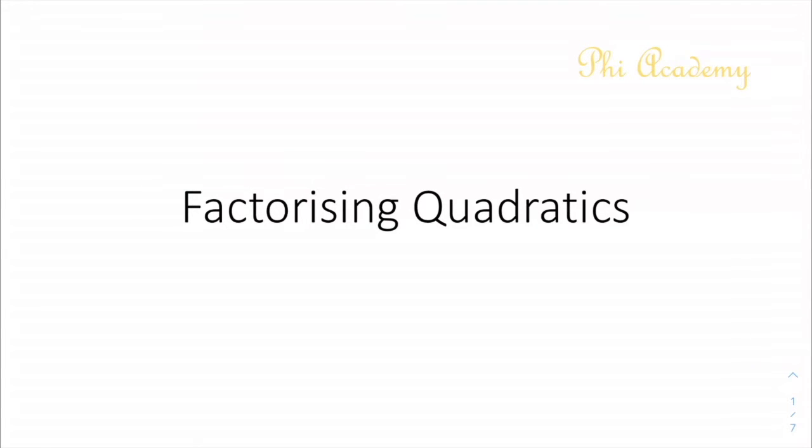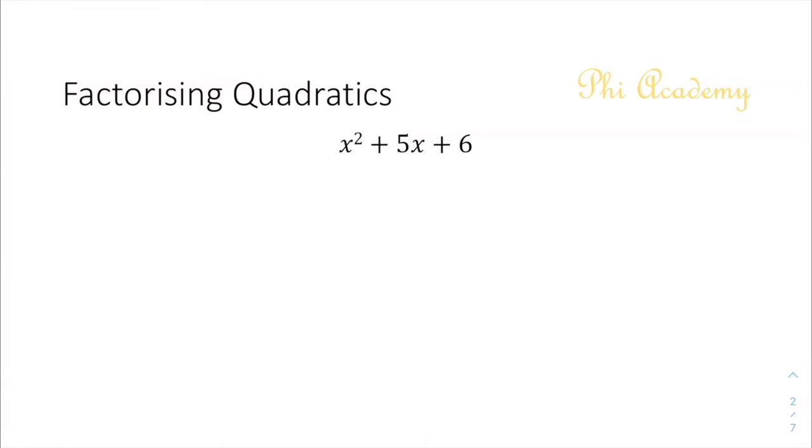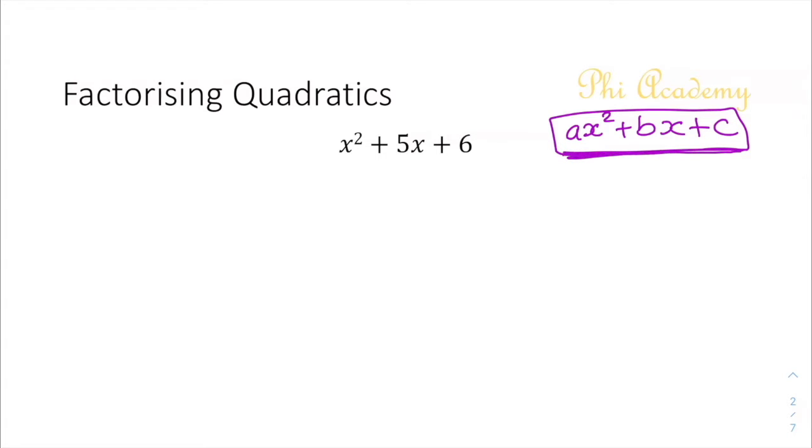Today we are going to do factorizing quadratics. So we will be putting this quadratic into two brackets. When we have a quadratic of this form only, ax squared plus bx plus c, the only variable here is going to be x and a power of x, that is x squared.